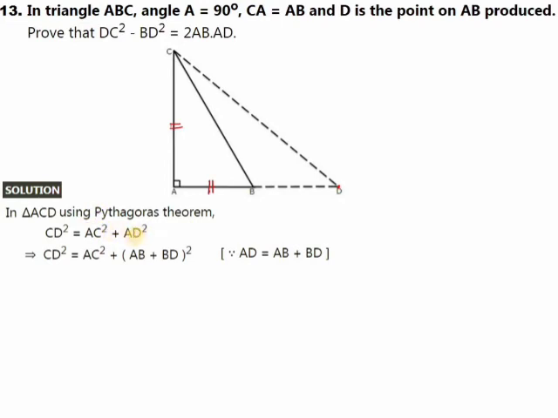And you know AD can be written as, this line can be written as AB plus BD. So that's what is written out here. Okay, now let's apply A plus B whole square formula. You get A square plus B square plus 2AB.